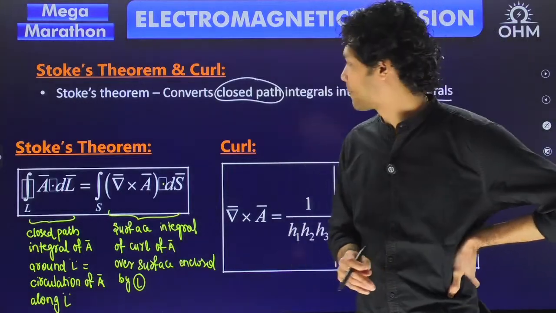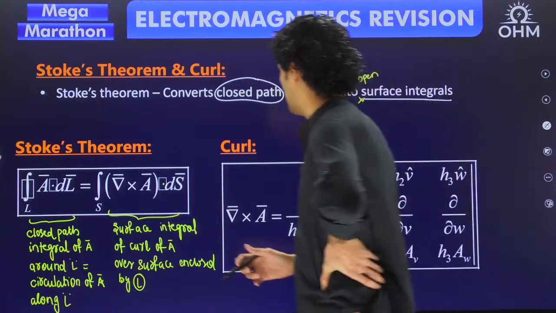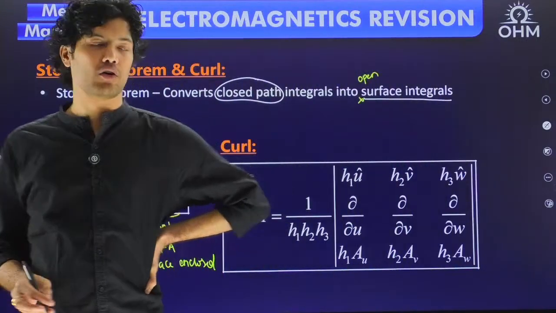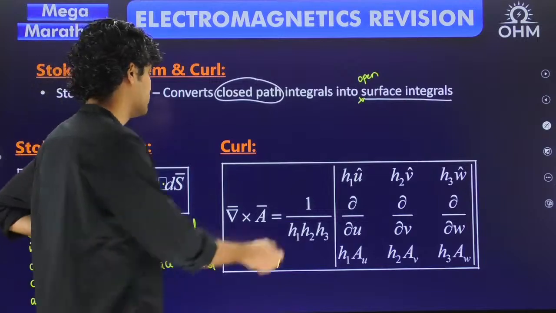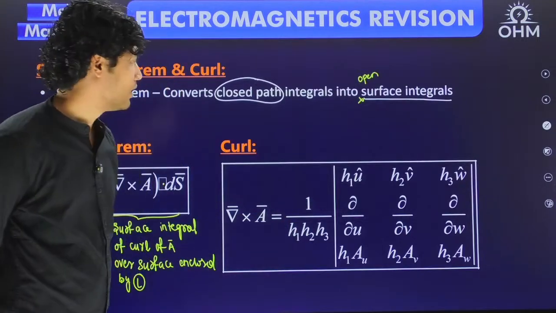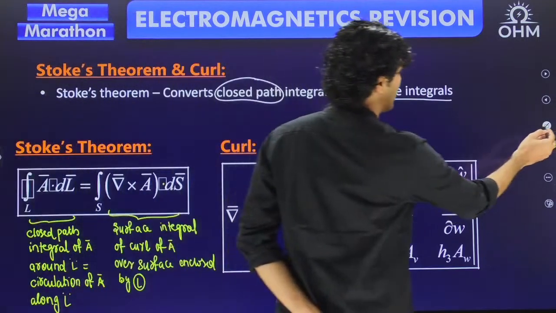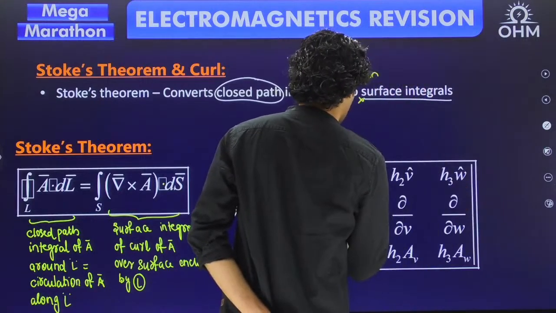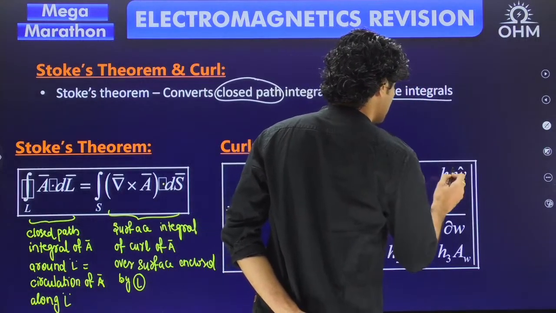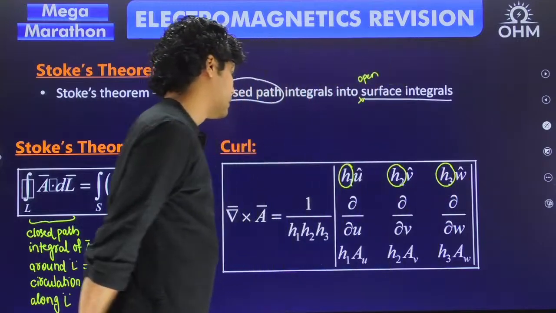Next, the curl formula in the curvilinear coordinate system is given by 1 by h1 h2 h3 times the determinant of: scale factors in the first row only, h1 u cap, h2 v cap, and h3 w cap; then dou by dou u, dou by dou v, dou by dou w.